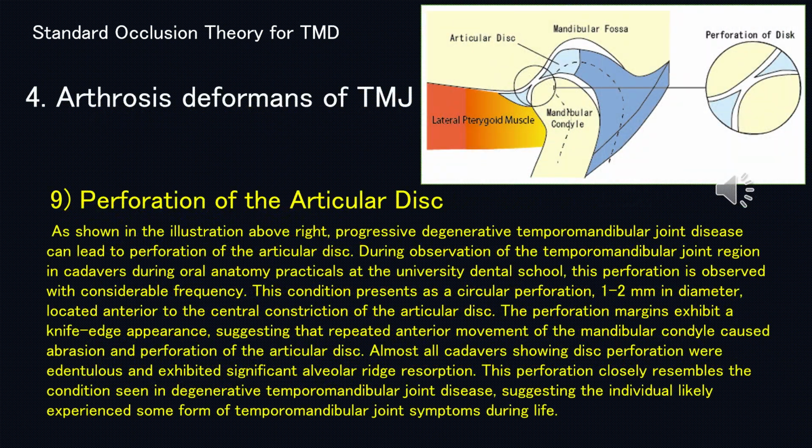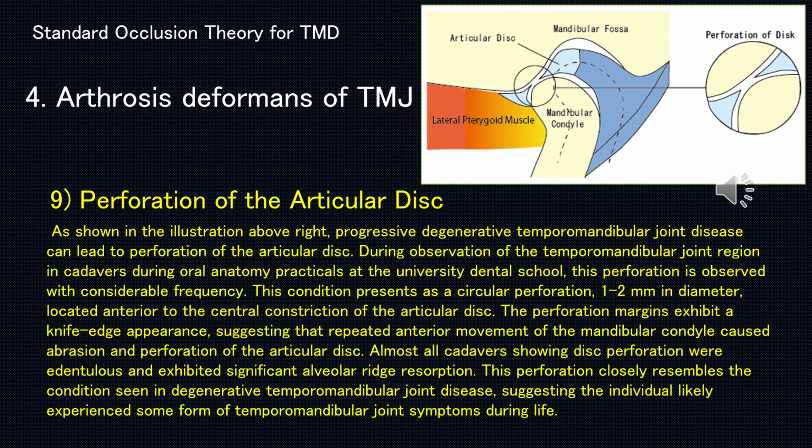9. Perforation of the articular disc. As shown in the illustration above right, progressive degenerative temporomandibular joint disease can lead to perforation of the articular disc. During observation of the temporomandibular joint region in cadavers during oral anatomy practicals at the University Dental School, this perforation is observed with considerable frequency.